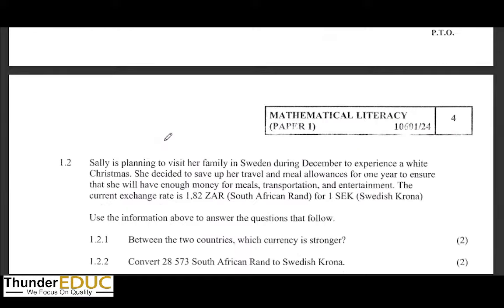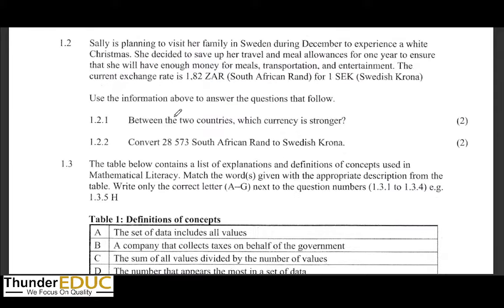All right, we look at question number 1.2.1. Sally is planning to visit her family in Sweden during December to experience a white Christmas. She decided to save up her travel and meal allowances for 1 year to ensure that she will have enough money for meals, transportation, and entertainment. The current exchange rate is 182 cents for 1 krona of Sweden. So here we go. Between the two countries, which country is stronger? Definitely the Swedish krona.